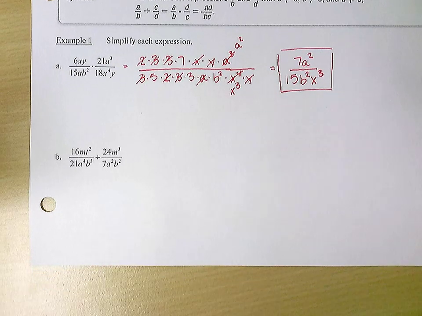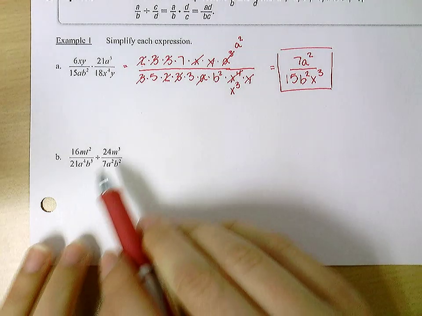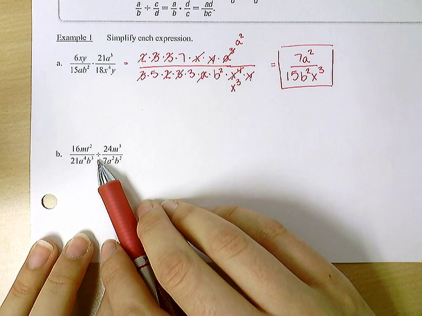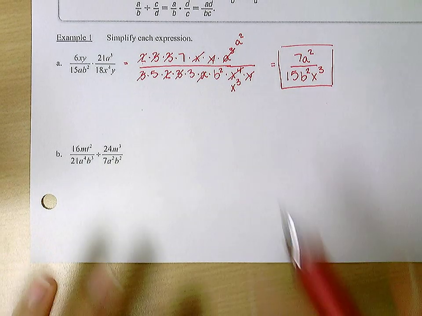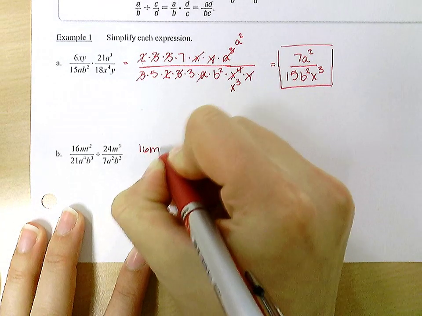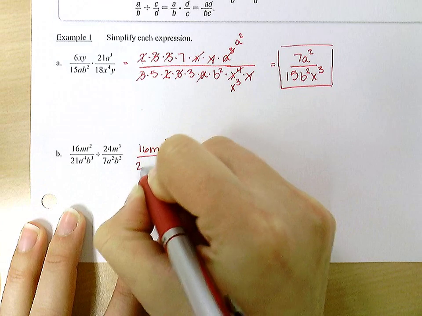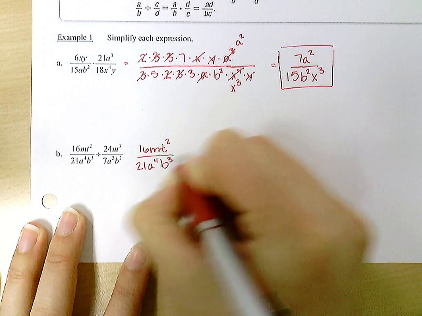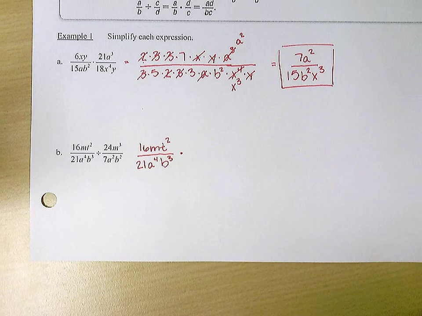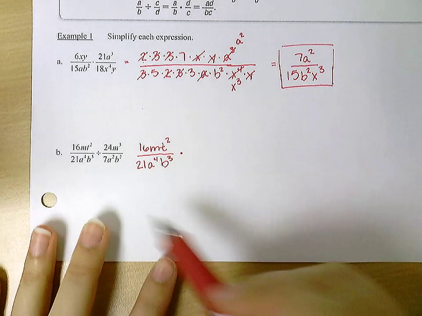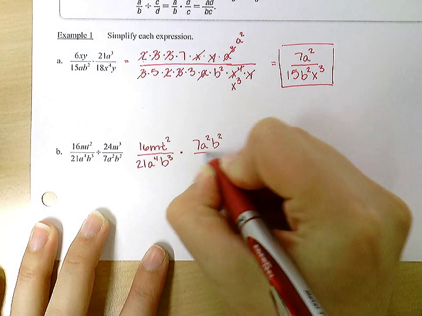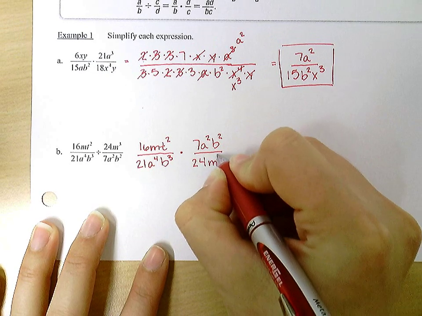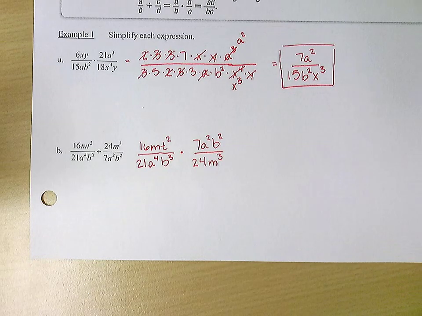All right, then we're going to do the same thing in letter B. So this time, I see that division symbol. If I see that division symbol, that means I need to change my second fraction. So my first one stays the same, but now I want to multiply by the reciprocal of that second fraction instead. So the reciprocal of that second fraction is 7a squared b squared over 24m cubed. So I'm just changing that second fraction to multiply by the reciprocal.